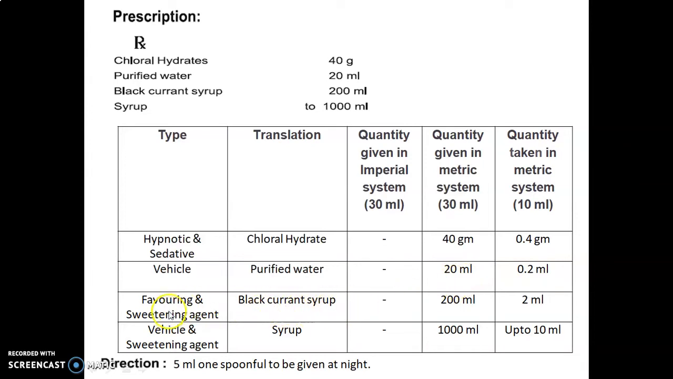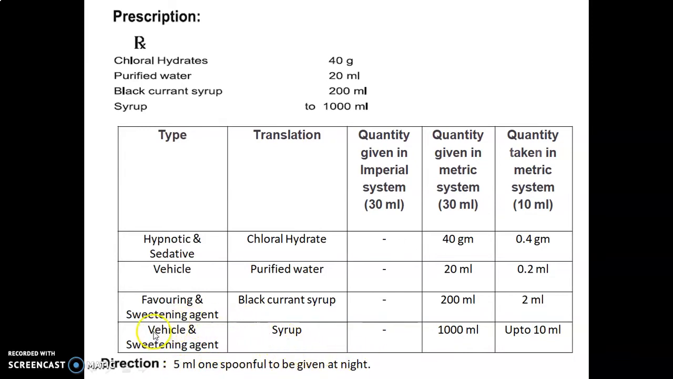Black currant syrup is used as a flavoring and sweetening agent. Quantity given for 30 ml is 200 ml. Multiply it with factor 0.01, we will get 2 ml. Next, syrup is used as a vehicle and sweetening agent. Quantity given is to prepare up to 1000 ml, so quantity taken for preparing 10 ml is up to 10 ml. Direction for this is 5 ml, one spoonful, to be given at night.